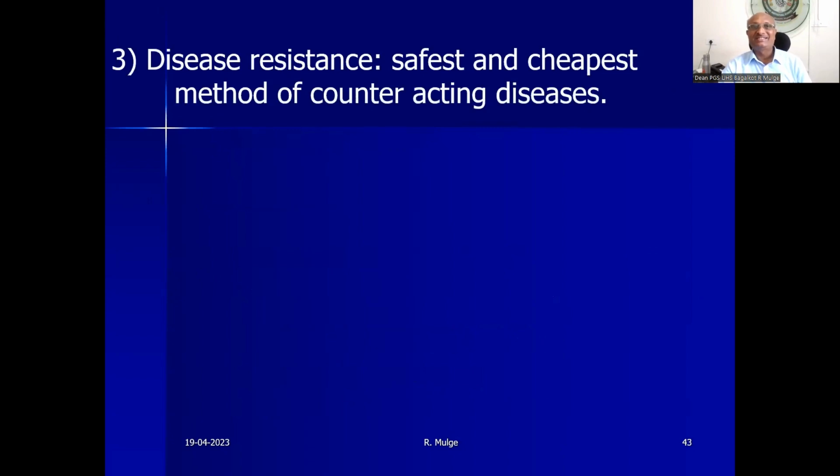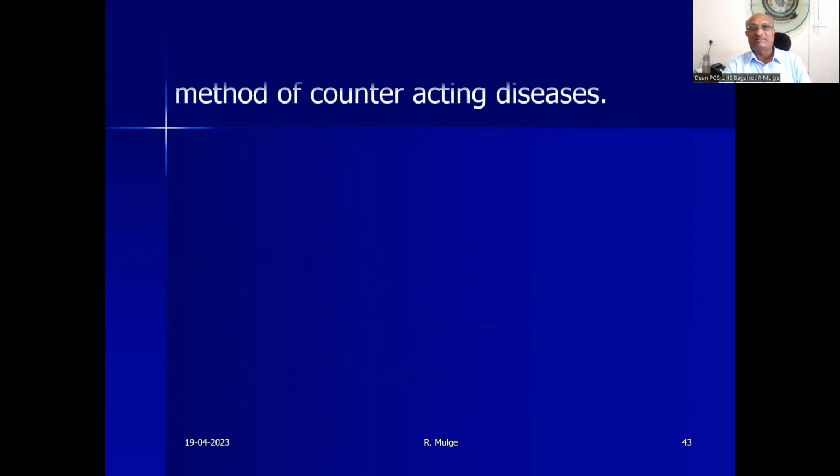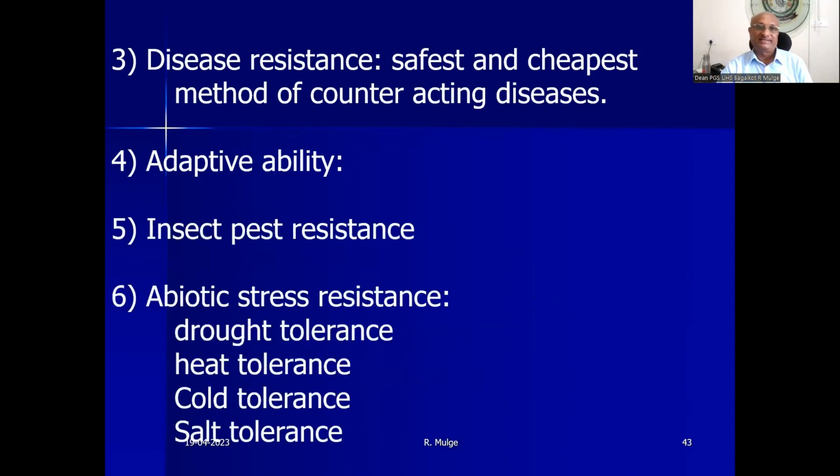And of course, resistance. Productive capacity, we said it. Disease resistance, if you split it into many components, is the safest and cheapest method of counteracting diseases. Then adaptive ability to different environments, insect resistance, abiotic stress resistance: drought tolerance, heat tolerance, cold tolerance, salt tolerance.